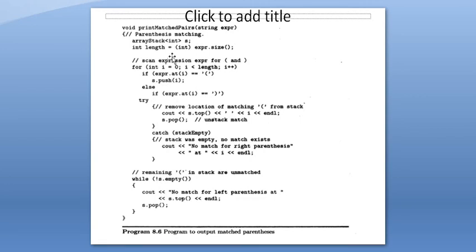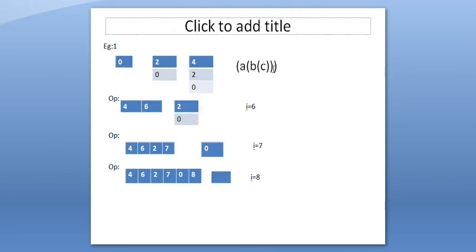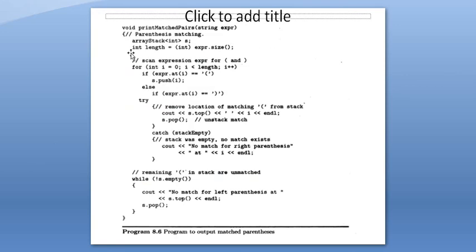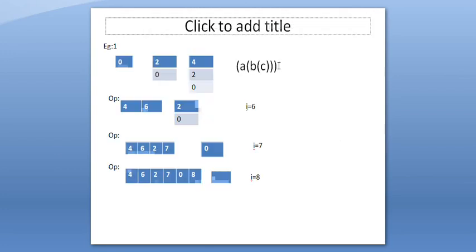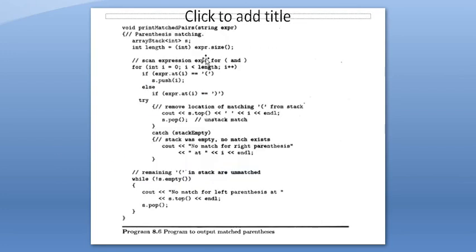First we will see what happens when you invoke the function: int length is equal to int of expression dot size. Expression is a string, which is an argument to the function printMatchedPairs. In this example, the expression has length 9. So you cast the expression size to integer and you get the value 9 here.